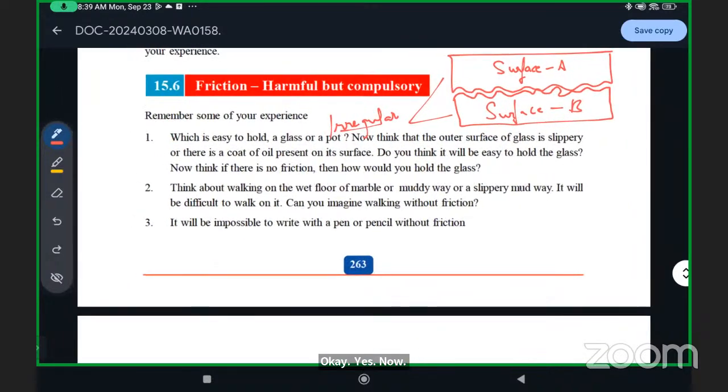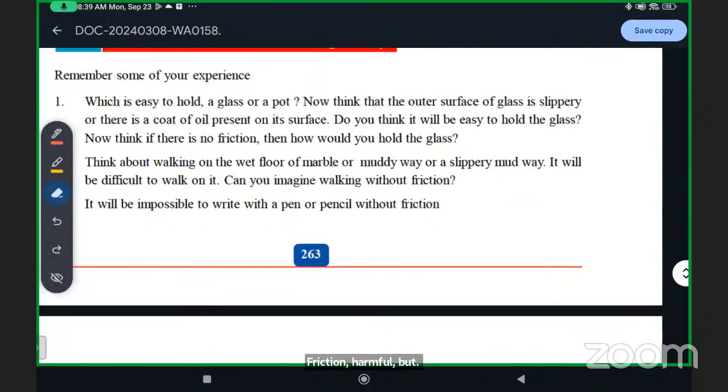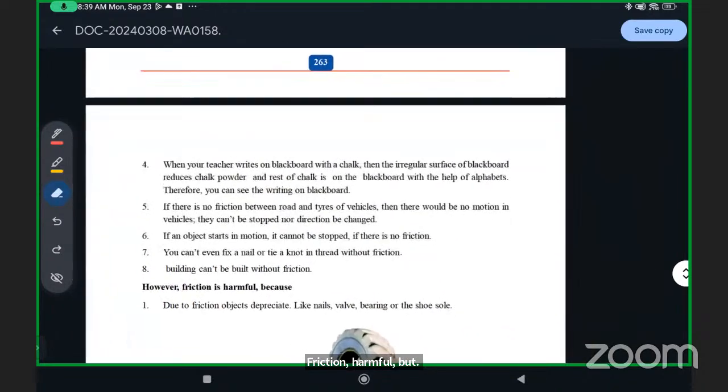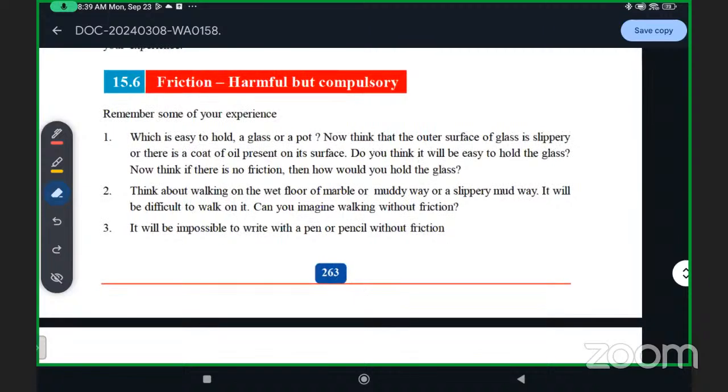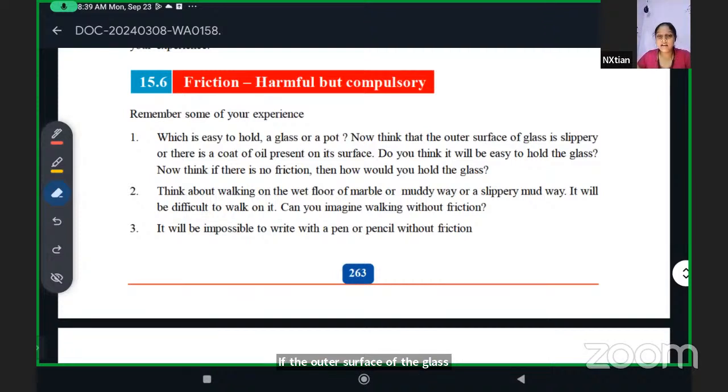Now, friction is harmful but compulsory. Friction makes it easy to hold the glass or a pot. Now, think that the outer surface of the glass is slippery or there is a coat of oil present on its surface. Do you think it will be easy to hold the glass if the outer surface is slippery? Do you think we can hold it well? No, right?